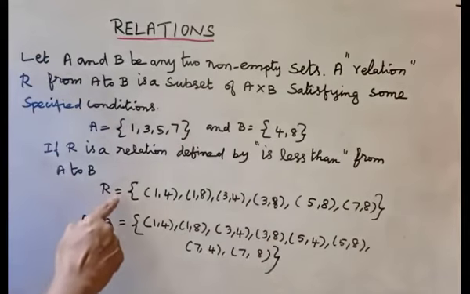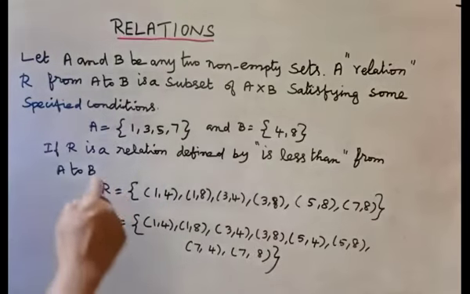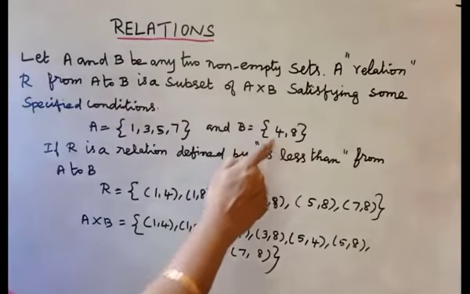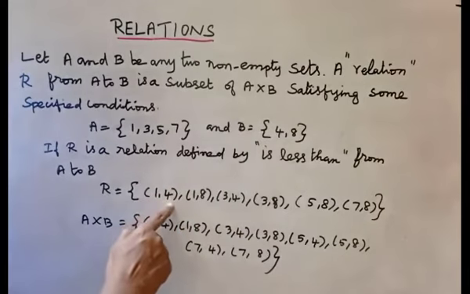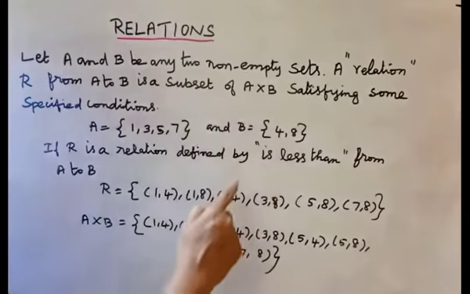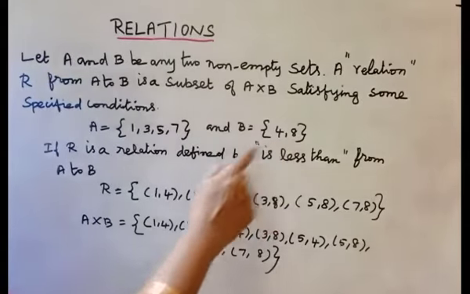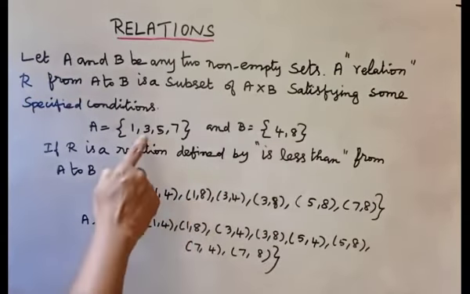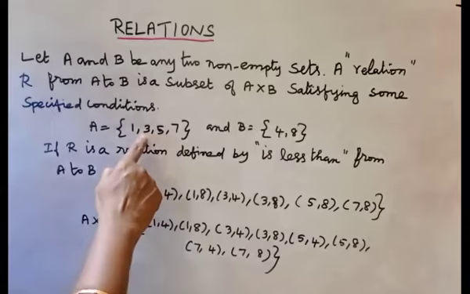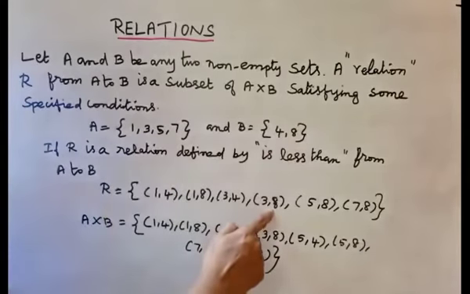So R equal to, open the bracket, first 1. 1 is less than 4, so you write (1, 4). Next (1, 8). 1 is less than 8, so you write (1, 8). Next (3, 4). 3 is less than 4, so you write (3, 4). Next (3, 8). 3 is less than 8, so you write (3, 8).